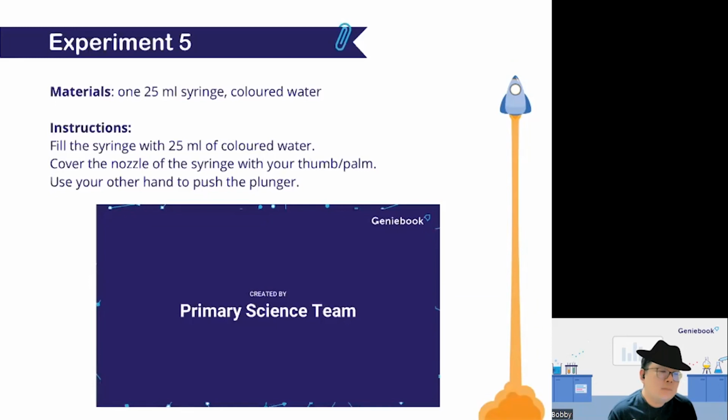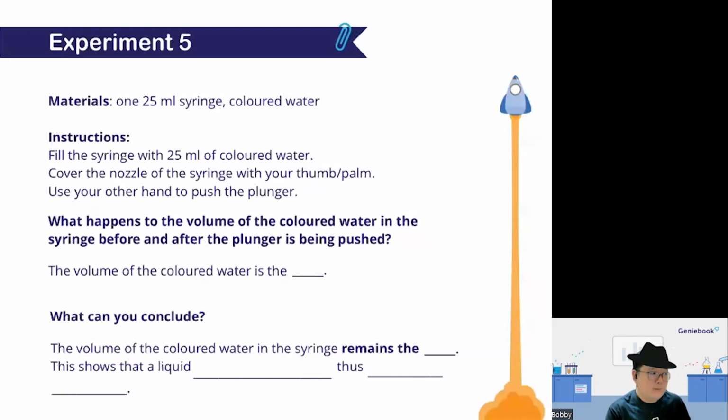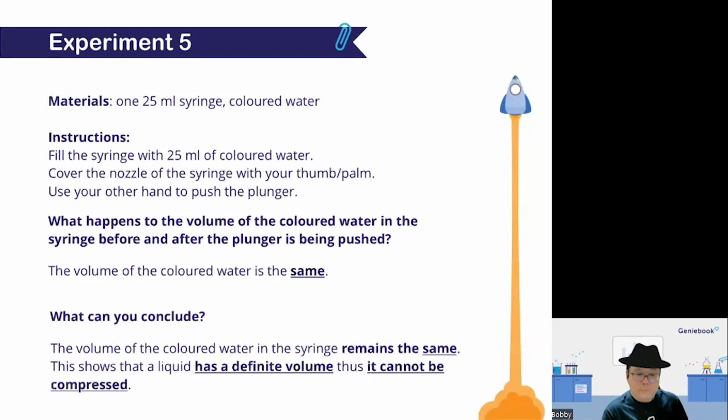So this shows that no matter how much you try to push the plunger in, water does not get compressed. So this means that it has a definite volume and it cannot be compressed. You can try that at home as well. If you have a syringe, just put some water inside, just keep pushing and pushing. You will notice that it cannot be compressed.